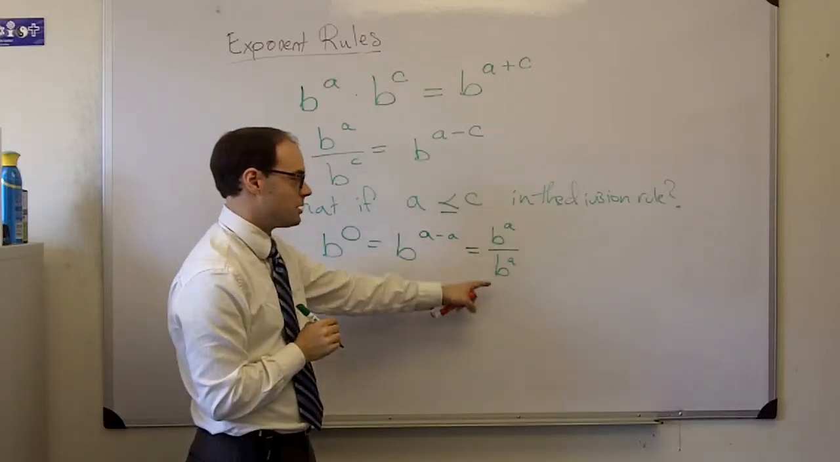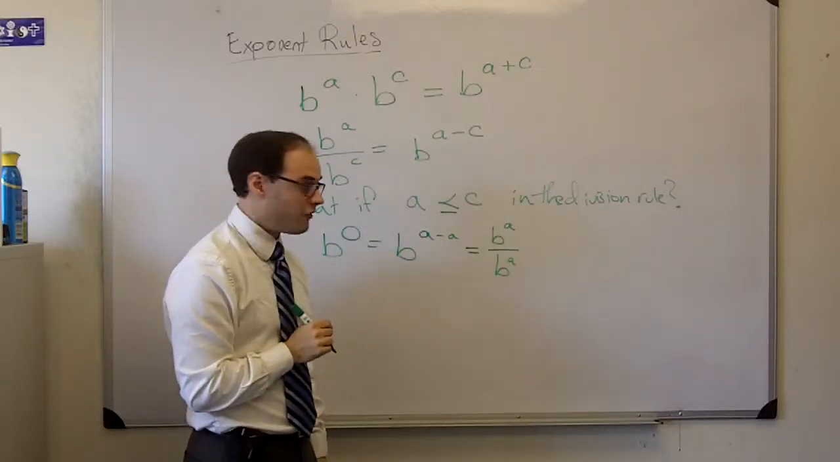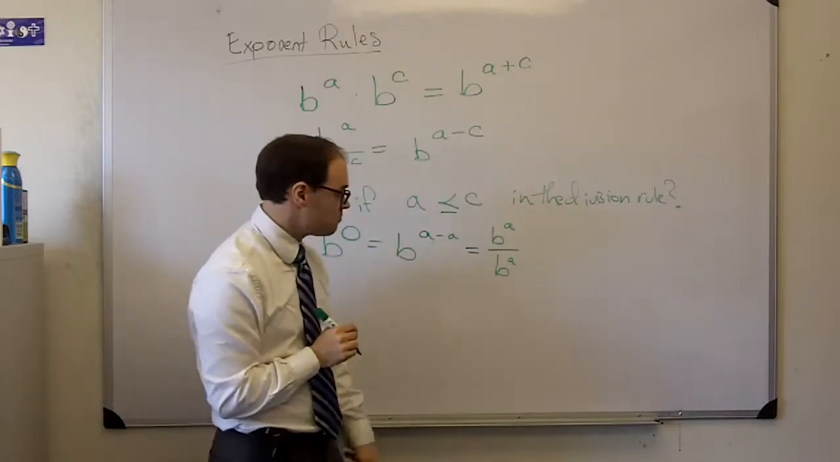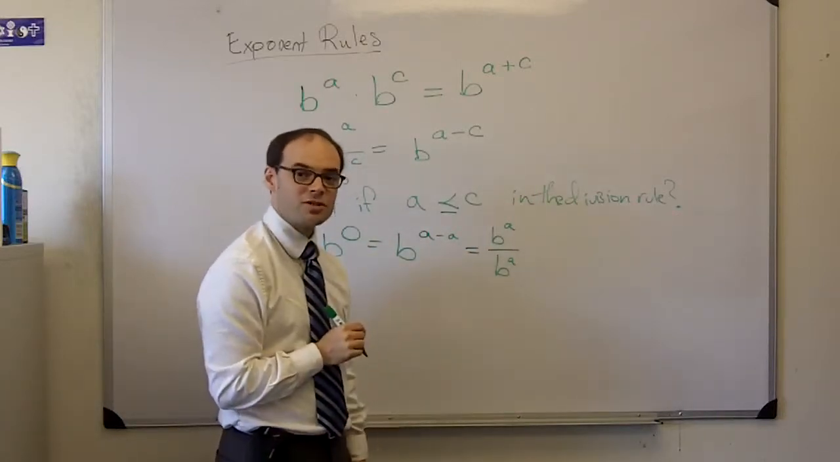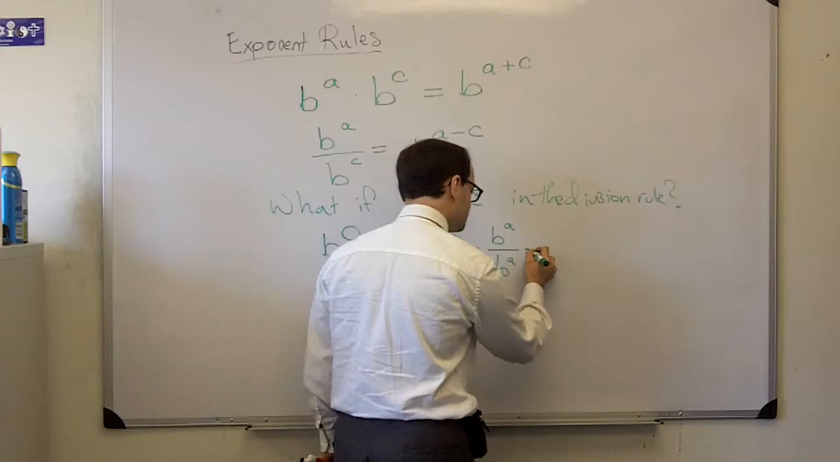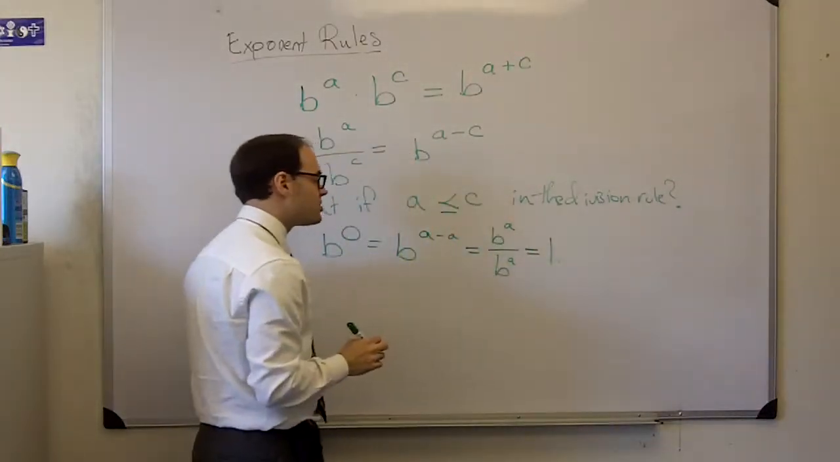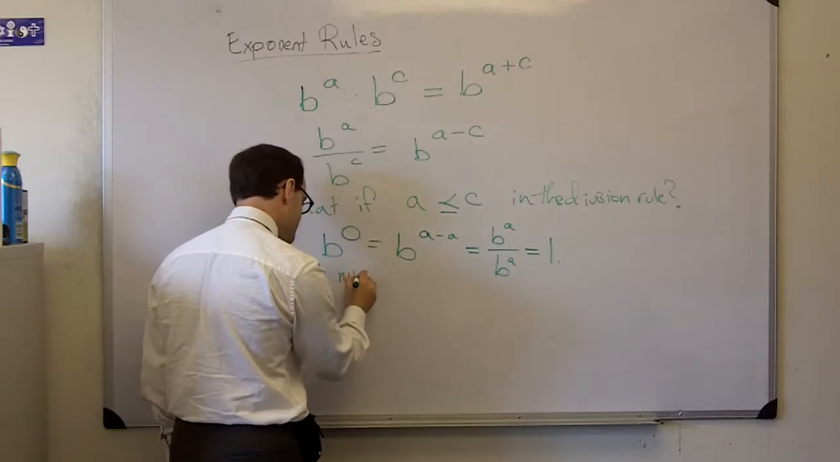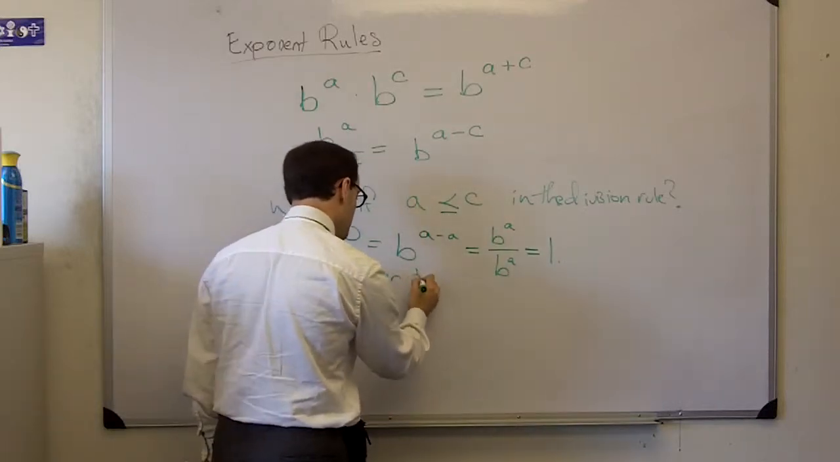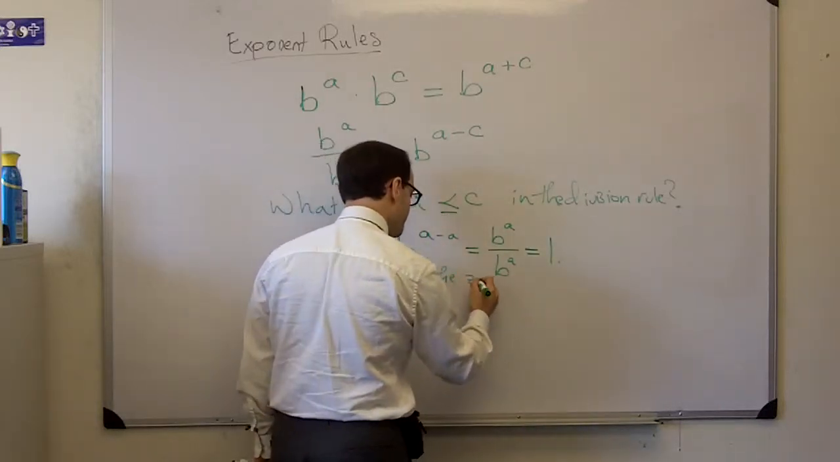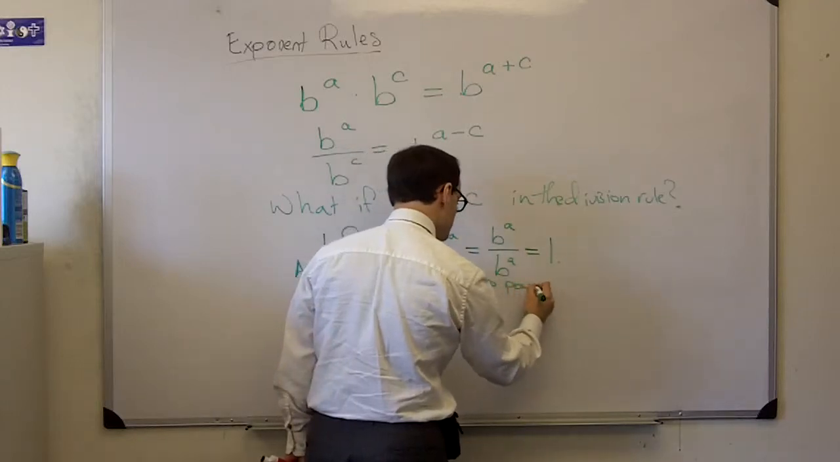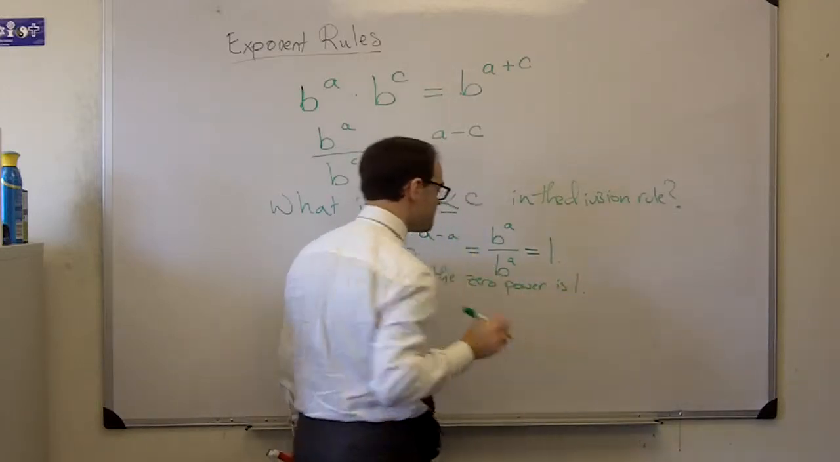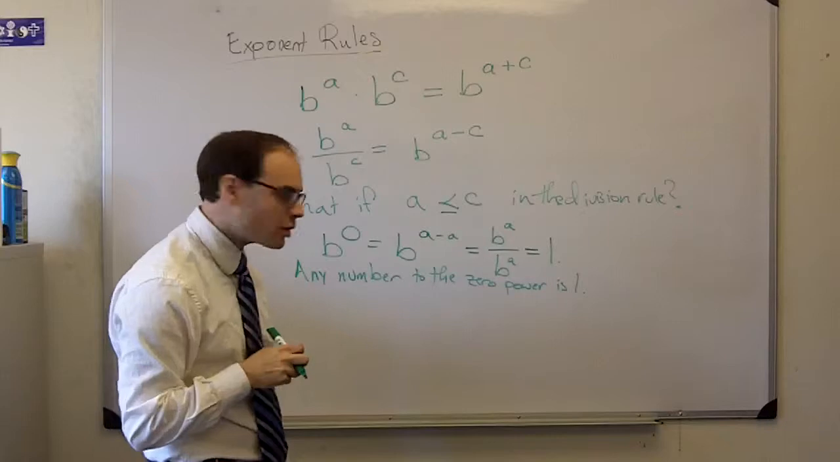Hey, but I know what this number is. Any number divided by itself, like B to the A in the numerator and B to the A in the denominator, is 1. So in particular, note any number to the 0 power is 1. Yeah, that's pretty cool. Any number to the 0 power is 1.